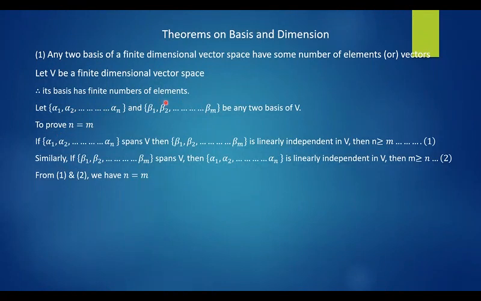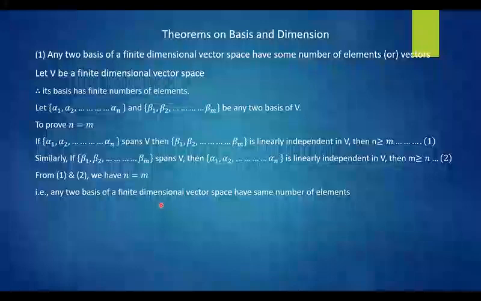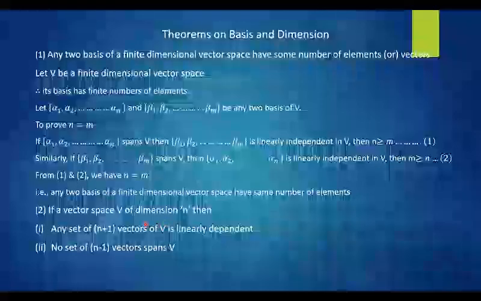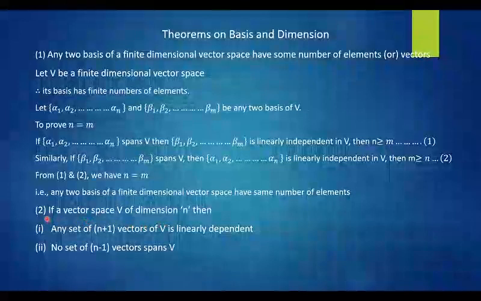What are n and m? These are the number of elements in the first basis and second basis. So if we take two bases of the vector space V, then their number of elements are the same, that is n equals m. That is, any two bases of a finite dimensional vector space have the same number of elements or vectors.